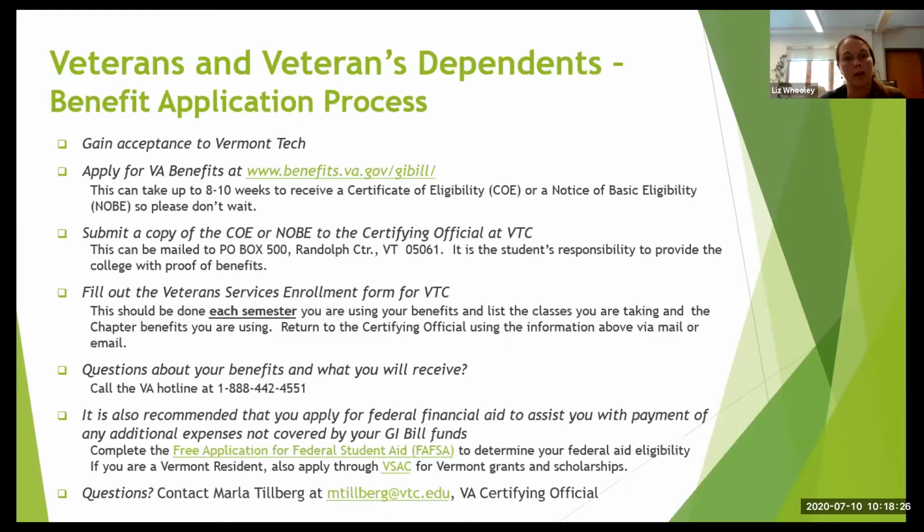So applying for your benefits, you go right out to the va.gov website, which that link is provided on this page. And then once you get your certificate of eligibility, please send that in to us by mail. If you email it, make sure your social security number is not on there. The best way is to either mail it or fax it to us.